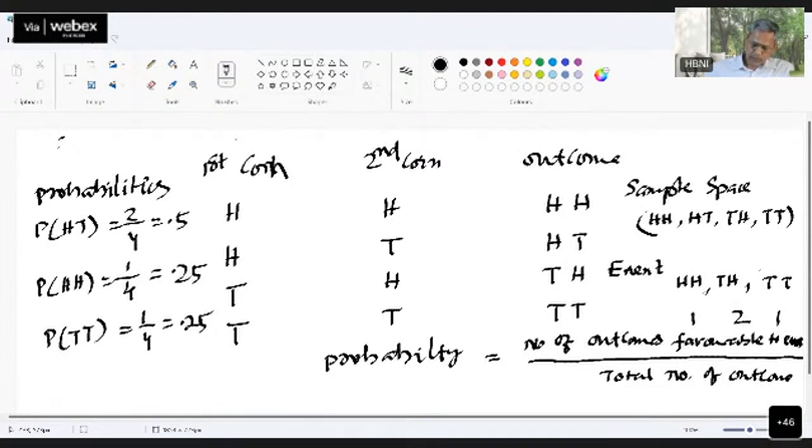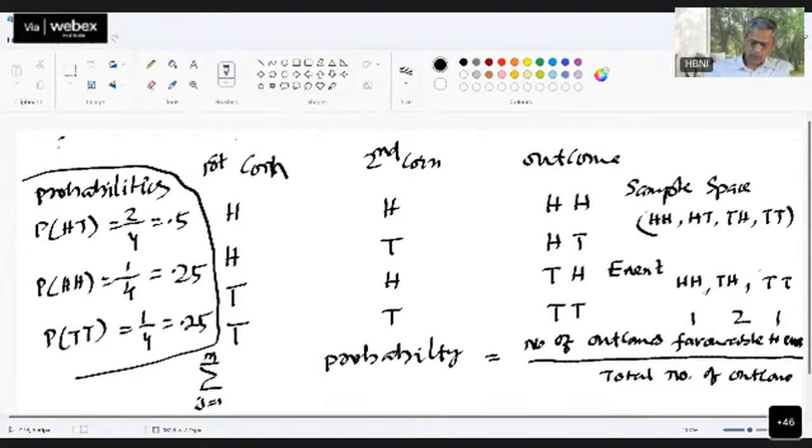And interesting that you have to make sure that your total probability is always 1, over all your events. Suppose you write the sum of P of xj is equal to 1. You see here 0.25, 0.25, and 0.5. If you add all 3, that is coming out to be 1.